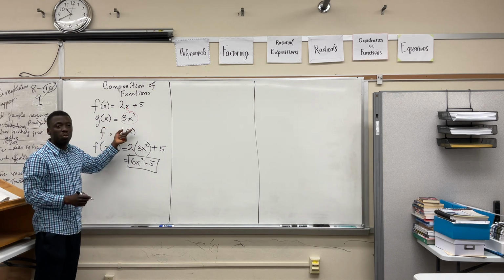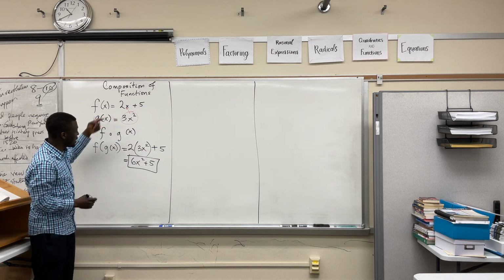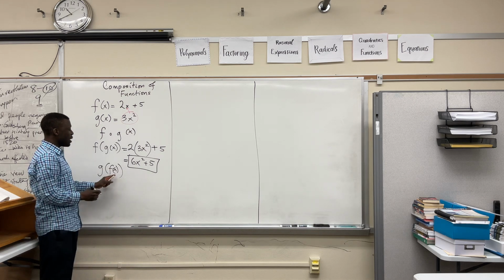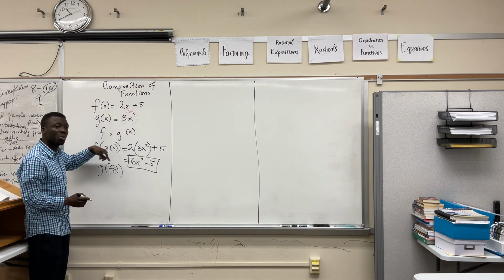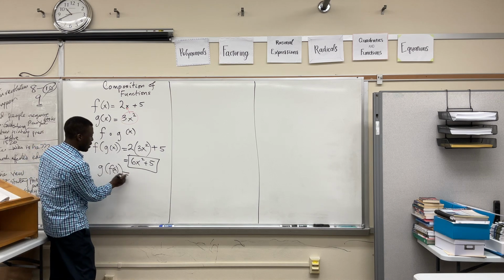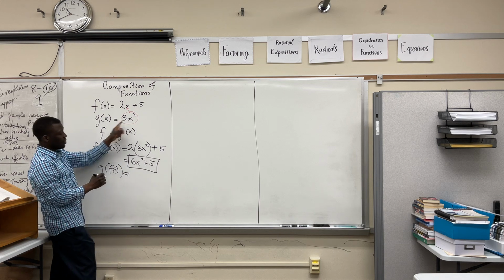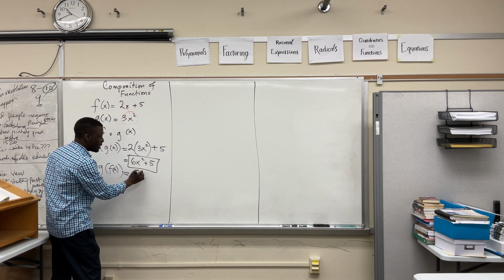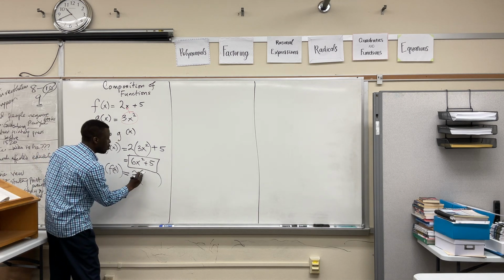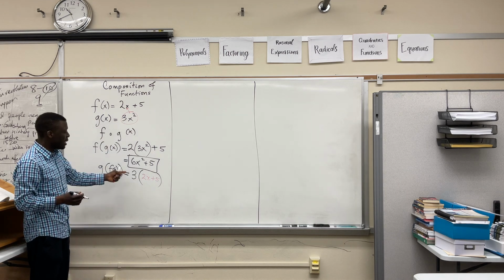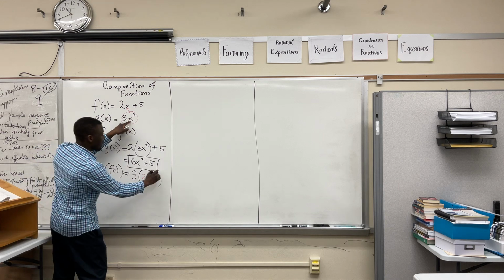And if somebody says, well, what about the reverse? What if somebody says, what is g of f of x? Then you take f of x and you substitute it into g of x. So basically, what is f of x? 2x plus 5. What is g of x? 3x squared. So 3, and instead of writing x squared, you write 2x plus 5. So you put in f of x everywhere you see x in g of x.